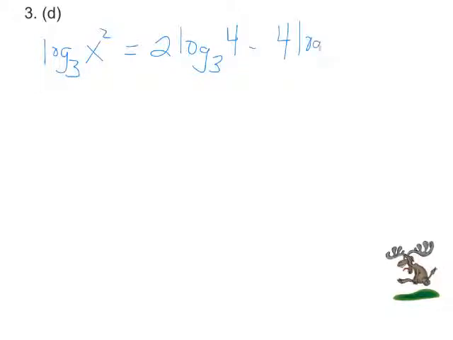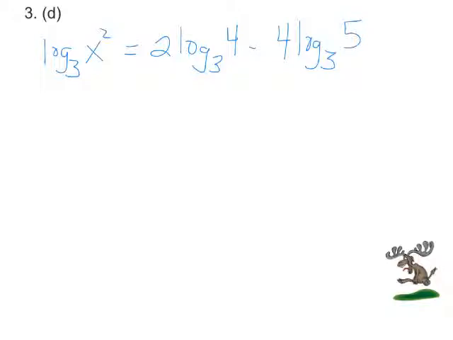Alright, for 3d, we have a little bit more work cut out for us. The problem starts off log base 3 of x squared, and this is equal to 2 log base 3 of 4 minus 4 log base 3 of 5. And the great thing is all three of these are a common base, so that's going to allow us to combine and simplify our problem.